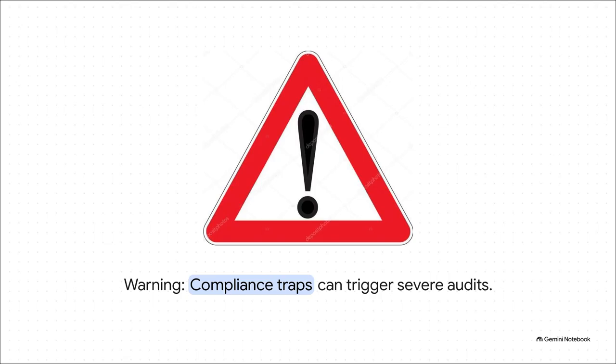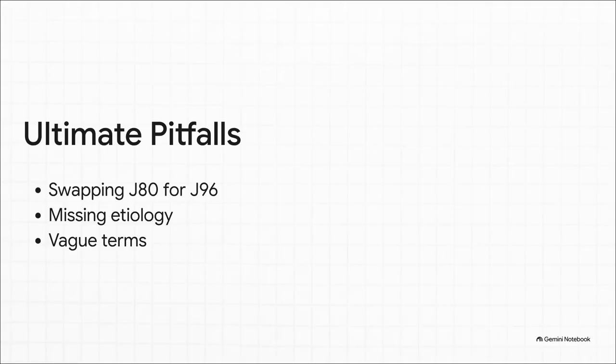When a compliance auditor looks at your chart, they are actively hunting for specific inconsistencies between the clinical indicators and the assigned codes. Minor slips here, they lead to major financial and audit repercussions. So here are the ultimate must-avoid red flags. First, you absolutely cannot swap J80 for J96.0X. If the provider documents ARDS, you code J80, not general acute respiratory failure.